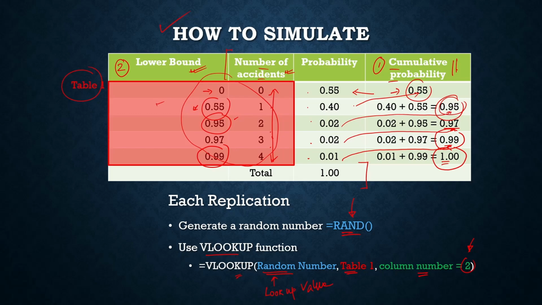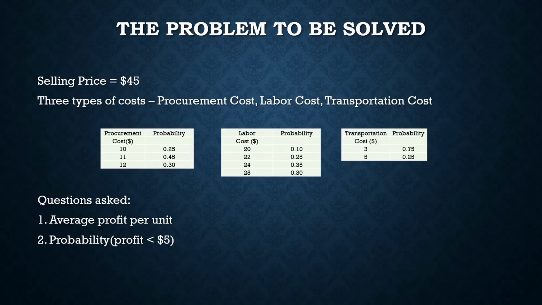So first of all, let us define the problem. So this is our problem definition. There is a company and there is a product, and the selling price of that product is $45, which is constant. And there are three types of costs: procurement cost, labor cost, and transportation cost. For procurement cost, the distribution is given, and for labor and transportation cost also, the distribution is given. And these three are discrete distributions.